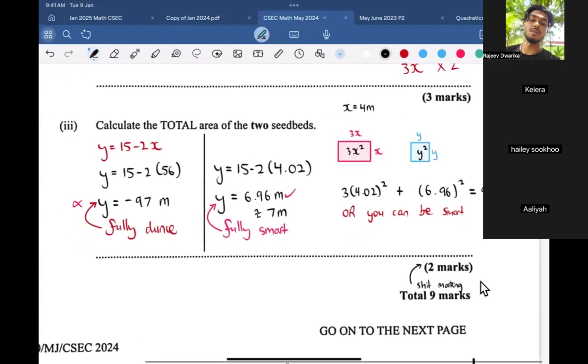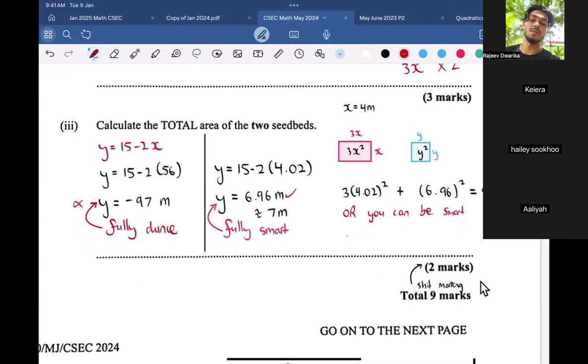Right? So or you can be smart and you can say 3x squared by 2, which is, you know what? I'll blame it on the crash out.